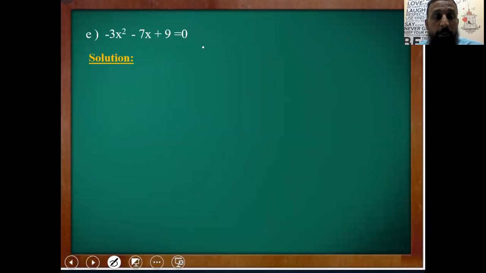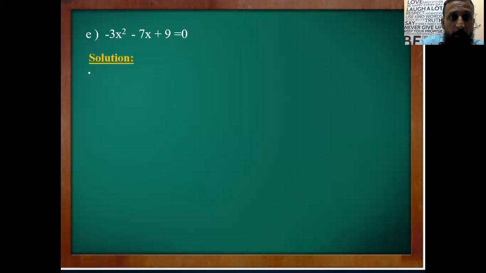Let's do one more question. Now, part E. Negative 3x squared, negative 7x plus 9 equals 0. What do we do first? We extract the values of a, b, and c. So let's do it very quickly. The value of a is negative 3, the value of b is negative 7, and the value of c is 9.